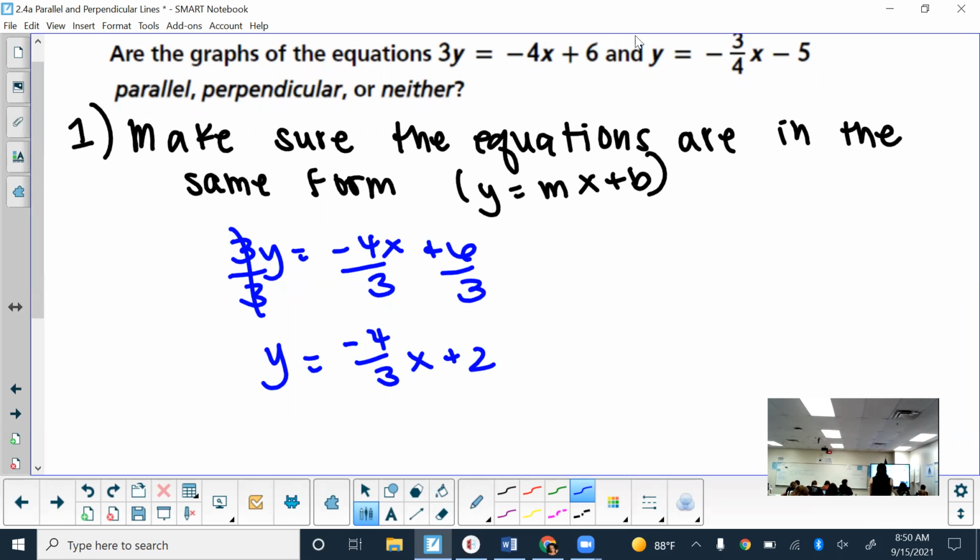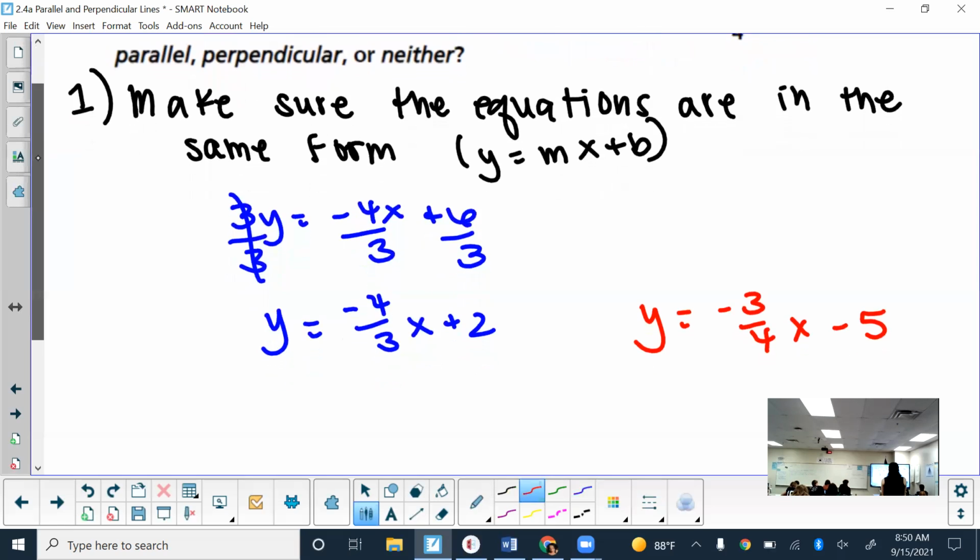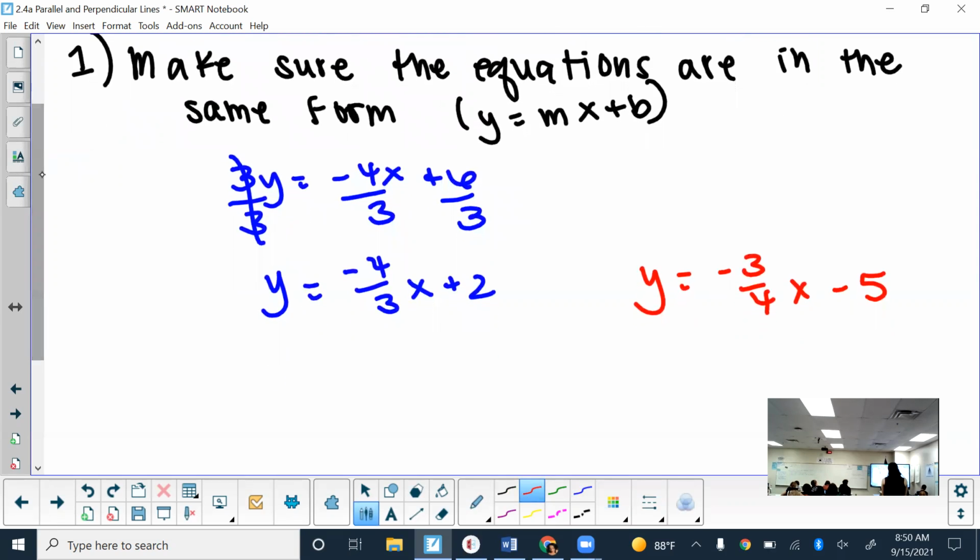Is the other one in slope-intercept form already? Yes. I'm just going to rewrite it so that they're side by side. Don't have to rearrange this one. And now step 2 is going to be to compare the slopes. So compare the slopes.